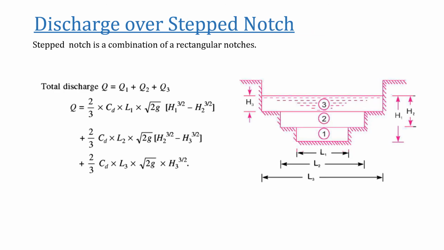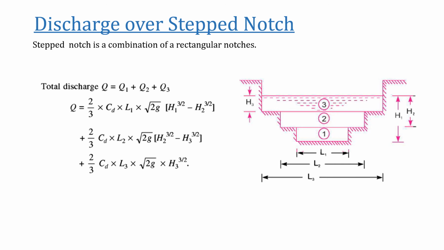Let's consider the discharge through a step notch. A step notch is a combination of rectangular notches. So we actually have to divide this step into horizontal strips. So the total discharge through a step notch Q will be equal to the discharge through the first step Q1 plus Q2 plus Q3.